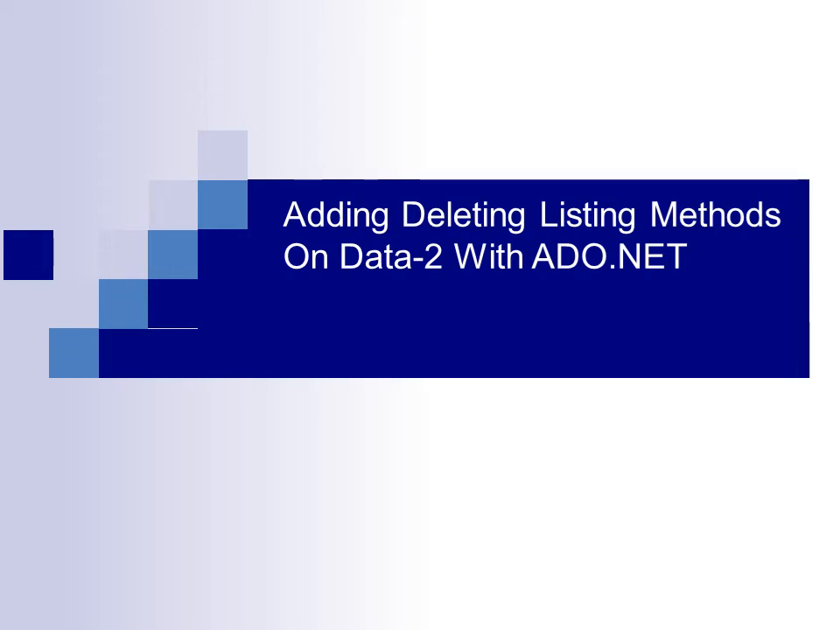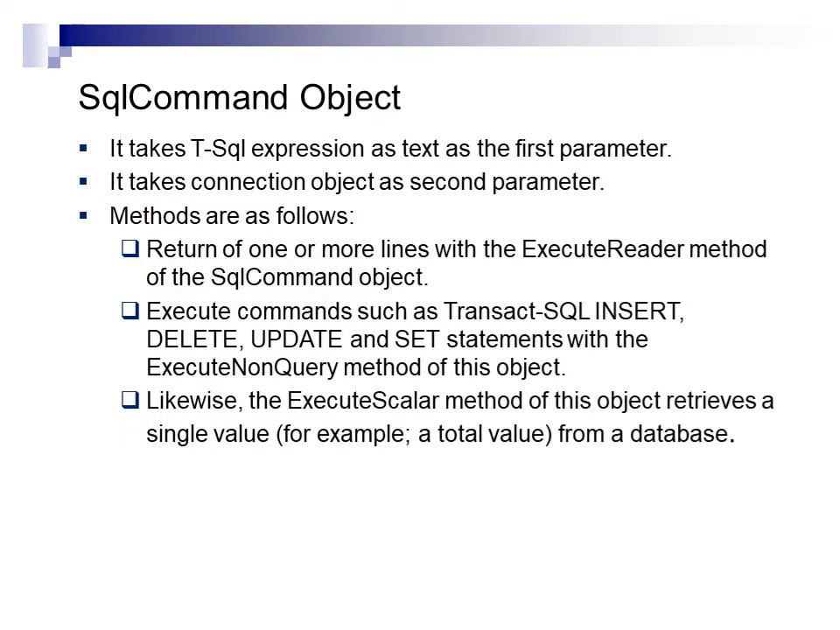Adding, deleting, listing methods on Data2 with ADO.NET. SQL command object. It takes a T-SQL expression as text as the first parameter. It takes a connection object as the second parameter. You can see an example on this slide.